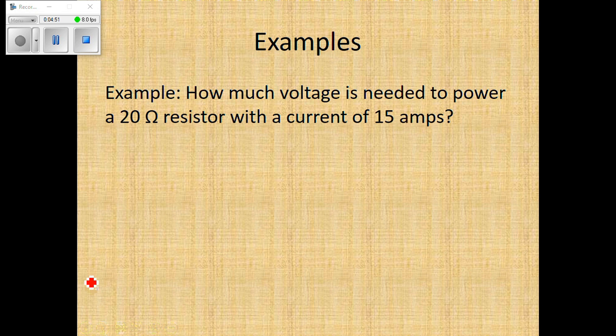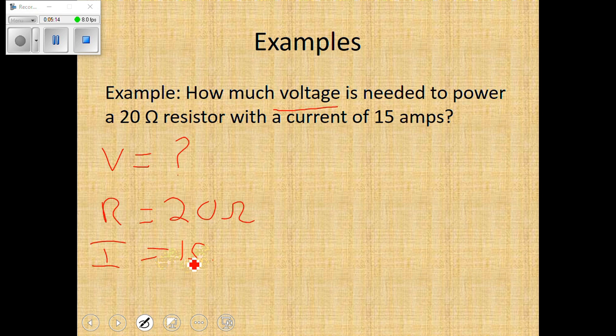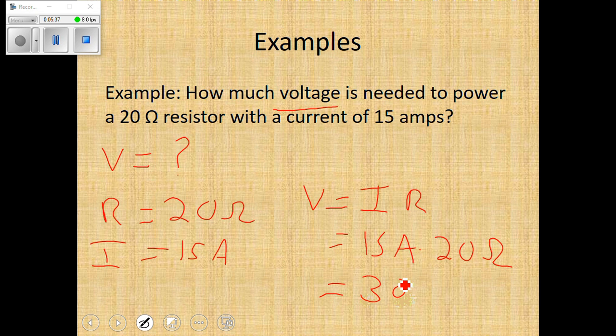Okay, so this next example, how much voltage is needed to power a 20 ohm resistor with a current of 15 amps? So again, in this case, we're looking for voltage, which is the one we haven't done yet. And we're given the resistance, the ohms, and we're given that the current is 15 amps. Okay, and again, V in this case is equal to I times R, and that is going to be 15 amps times 20 ohms. Okay, 15 times 2 is 30, so we've got an extra 0. This is going to give us 300 volts for V.